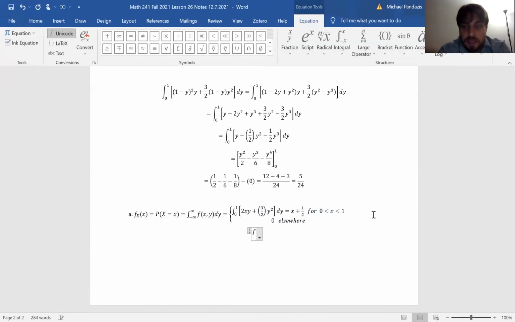Now f sub Y of little y is equal to the probability that capital Y equals little y. It's equal to the integral from negative infinity to infinity. And remember, this is the opposite. So in order to find the probability capital Y equals little y, you're going to integrate with respect to x. You're adding up all the probabilities, fixing the value of y. You're in a sense adding as you're changing the values of x.